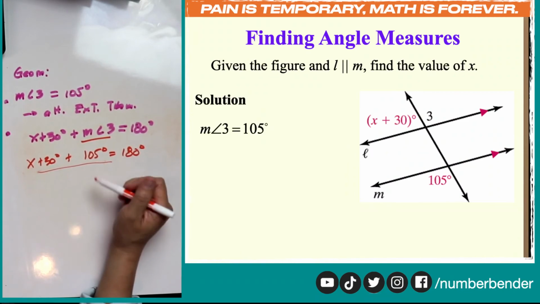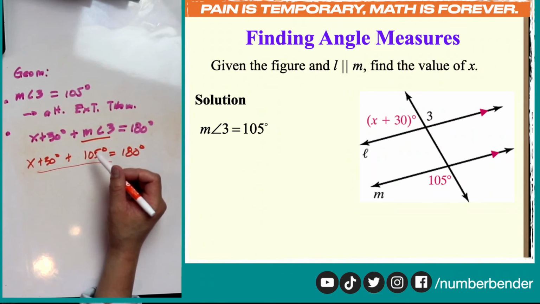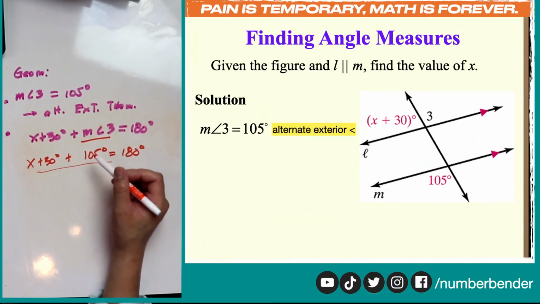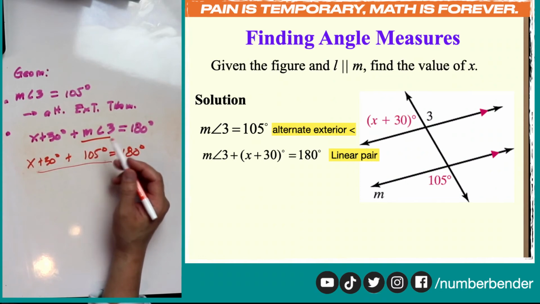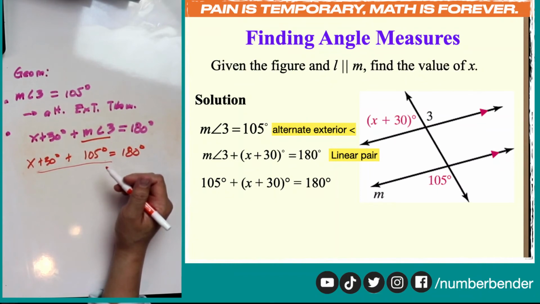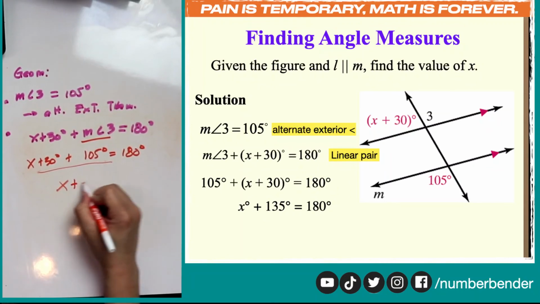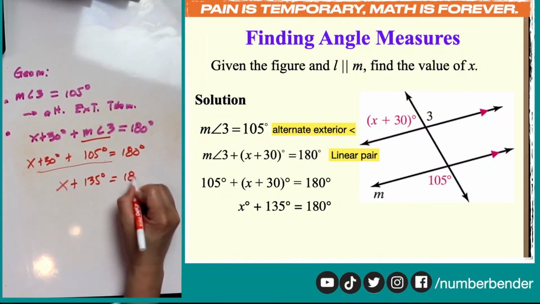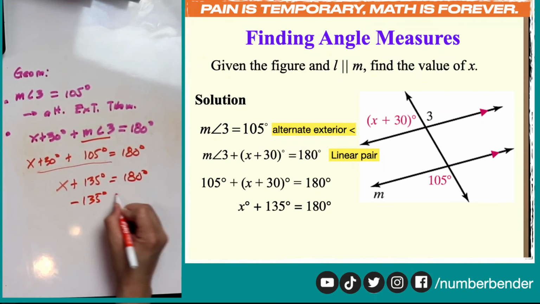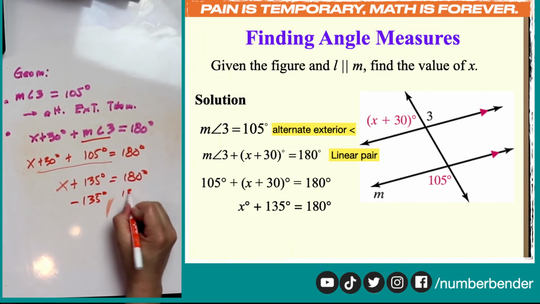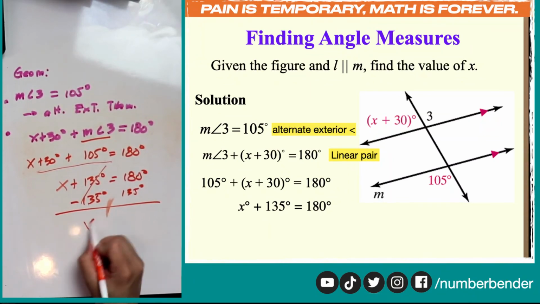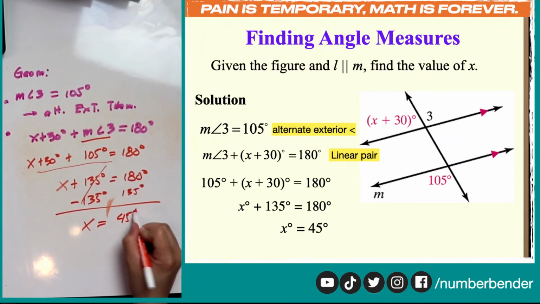So, recap, I got the measurement of angle 3 equal to 105 because I know that they are alternate exterior angles. And from here, I was able to equate x plus 30 plus the measurement of angle 3 equal to 180 degrees because they are linear pairs. And from here, I can now use algebra to solve for the values of x. When I add 30 and 105, I'll have x plus 135 degrees equal to 180 degrees. Subtract 135 degrees on both sides, and we'll have x by itself equal to 45 degrees.